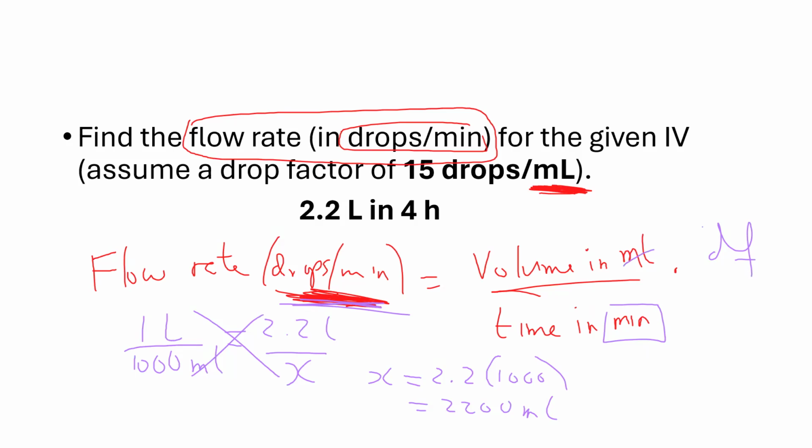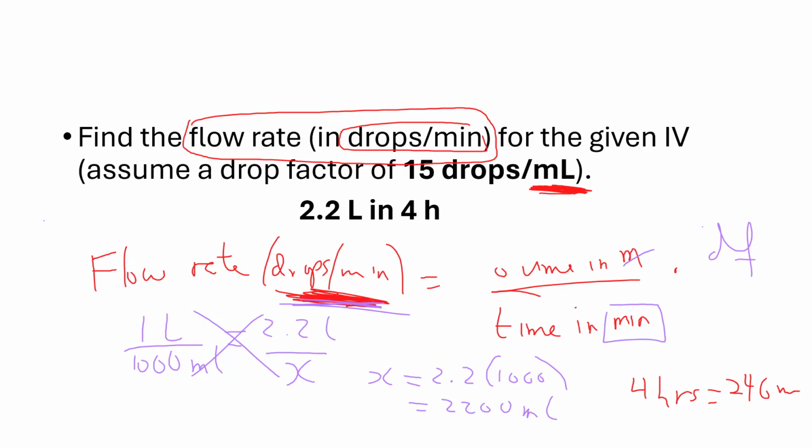That is my volume. Now, I also have to change the 4 hours, the time, to minutes. 1 hour is 60 minutes. 2 hours is 120 minutes. 3 hours is 180 minutes. 4 hours is 240 minutes. So I'm multiplying the number of hours by 60. So 4 hours equals 240 minutes. So now I've got my volume in ml, I've got my time in minutes, and my drop factor. So I'm going to go to the formula.